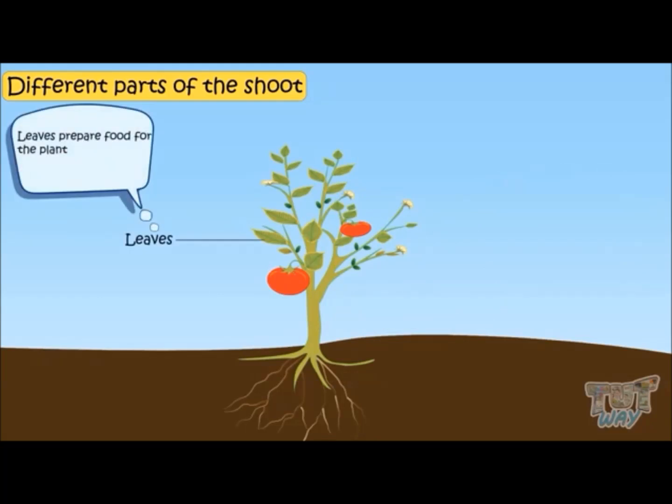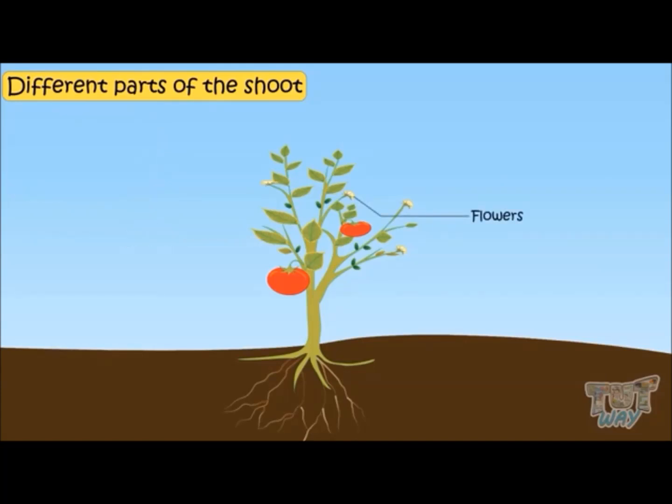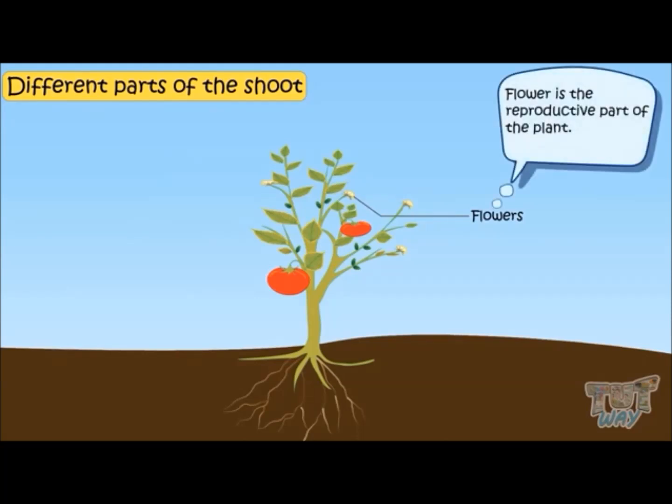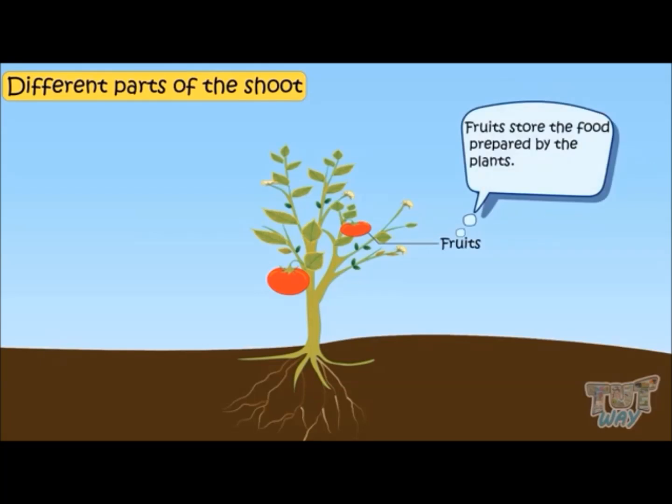Leaves prepare food for the plant with the process of photosynthesis, and leaves are also called the food factory of plants. Flowers are the most beautiful part of the whole plant and are the reproductive part of the plant too. We will learn more about flowers, their structure, and different parts in our next assignment. Fruits store the food prepared by the plants and also enclose seeds within them.